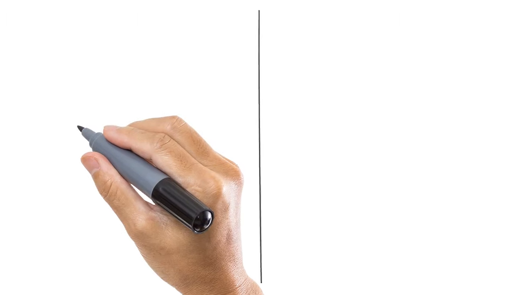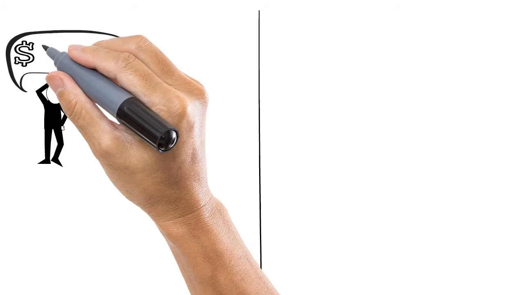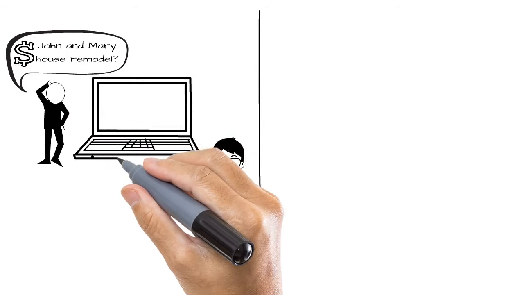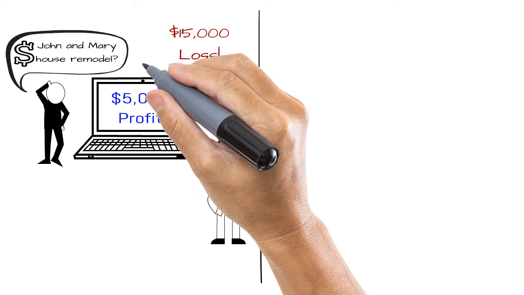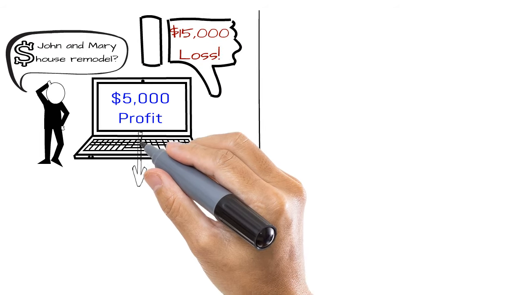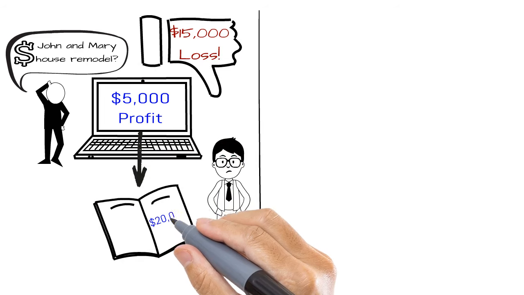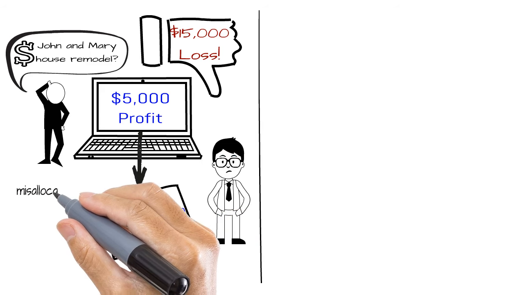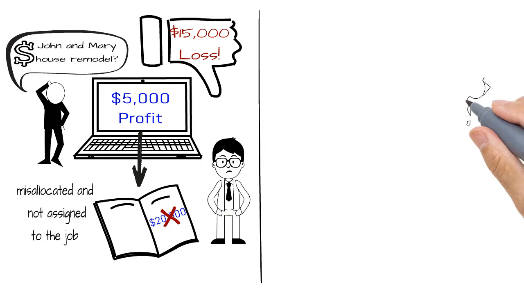Take for example, Contractor A asks, bookkeeper, how much money did we make on the John and Mary Doe house remodel? The bookkeeper generates a report showing $5,000 profit, when in reality, it was a $15,000 loss. QuickBooks setup was similar to every other accounting business, and $20,000 worth of transactions was put in the wrong category. Some direct and indirect costs were misallocated and not assigned to the job.